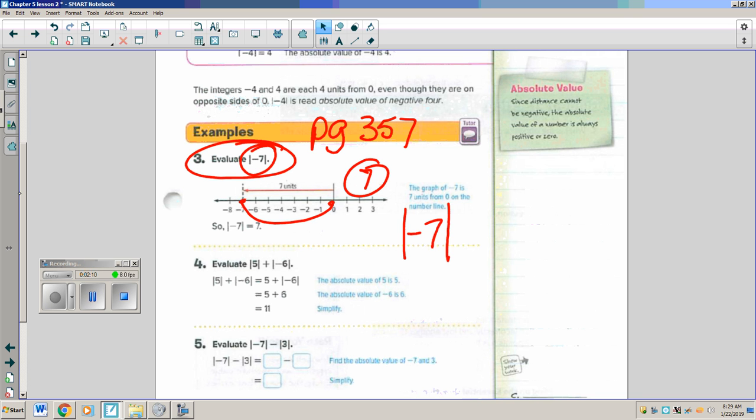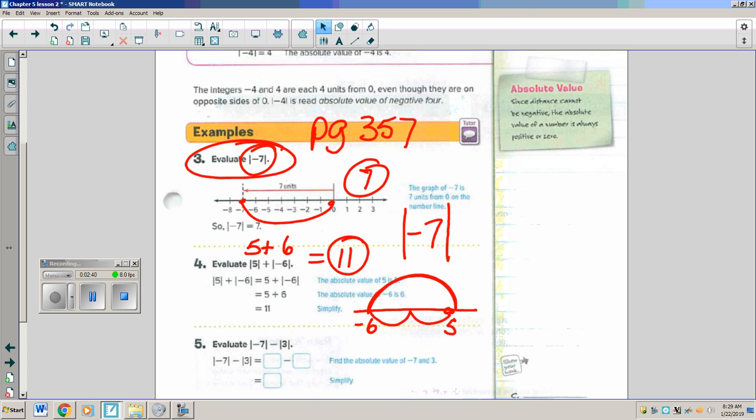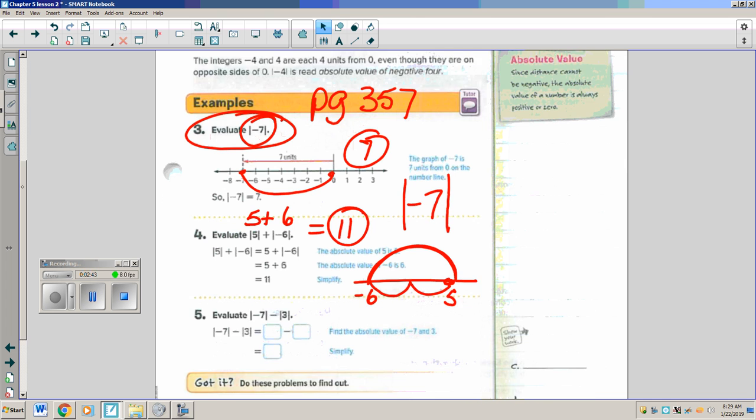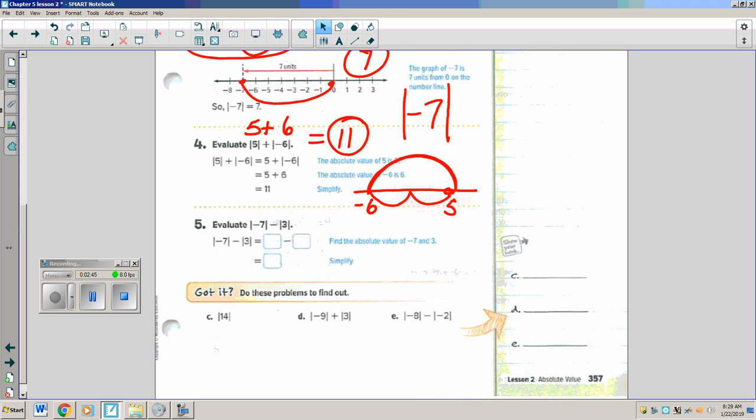Number 4, we're going to evaluate the absolute value of 5 plus the absolute value of -6. The absolute value of -6 is 6, so the answer to that question is 11. If you were looking at a number line, here's 5, here's -6. We want to know the distance between those 2 numbers. That's why it's 11. Takes 6 steps to get to 0, and then 5 more. You're going to see the word evaluate a lot.